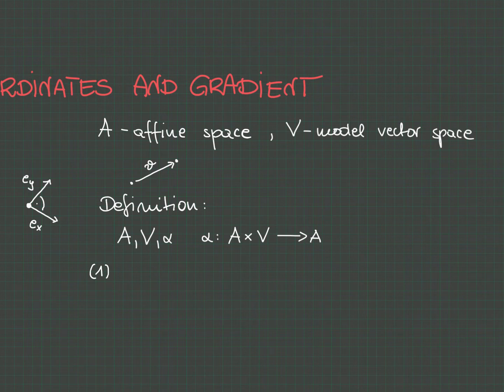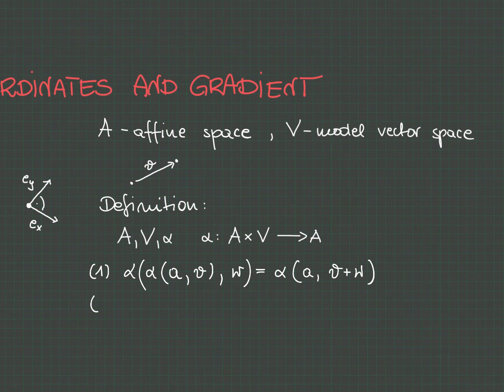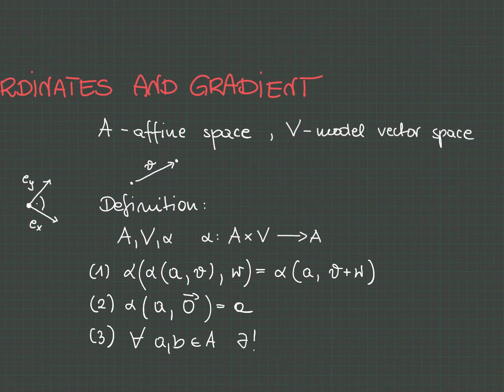The first condition says that if I move from the point A by the vector v and then from the resulting point by the vector w, this is the same as moving from the point A by vector v plus w. The second condition says that if I move by the vector 0, nothing changes. And the third condition says that for all pairs of points there exists just one vector such that if I move from point A by this precise vector, I get B.